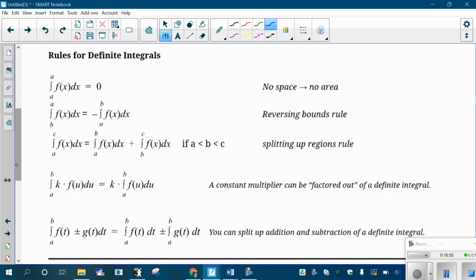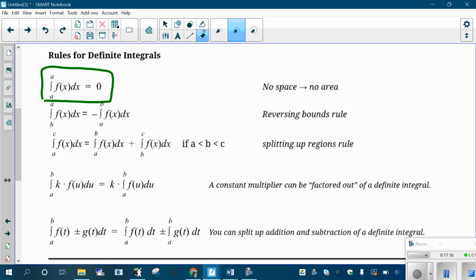Okay. Couple things here that are really important. These are rules for when you look at definite integrals. If you understand that we're finding the area under the curve from here to here, these rules make a lot of sense. First one totally makes sense. You're finding the area under the curve from 3 to 3. There's no area. You haven't gone anywhere. Okay.